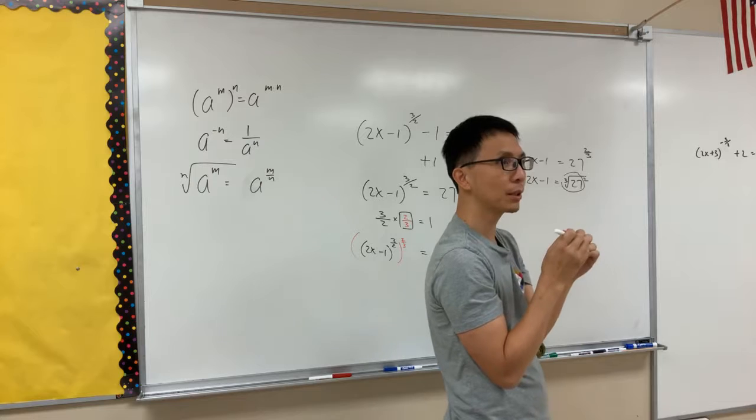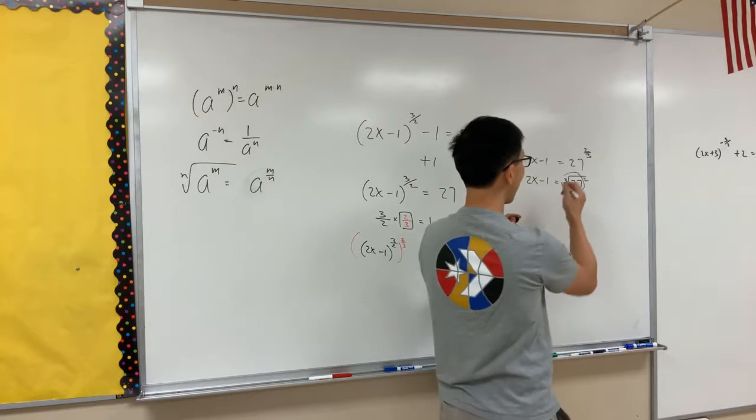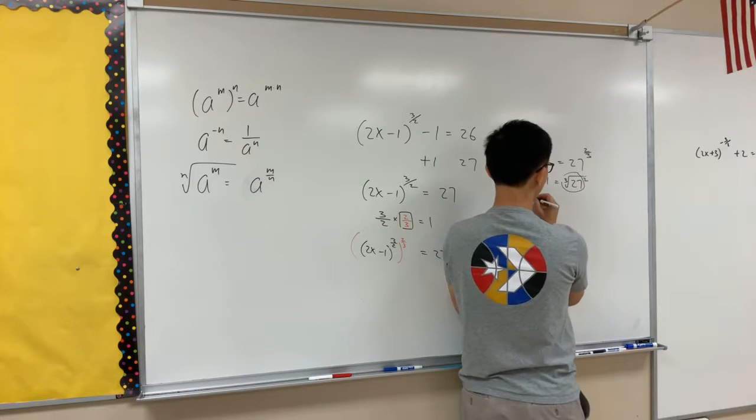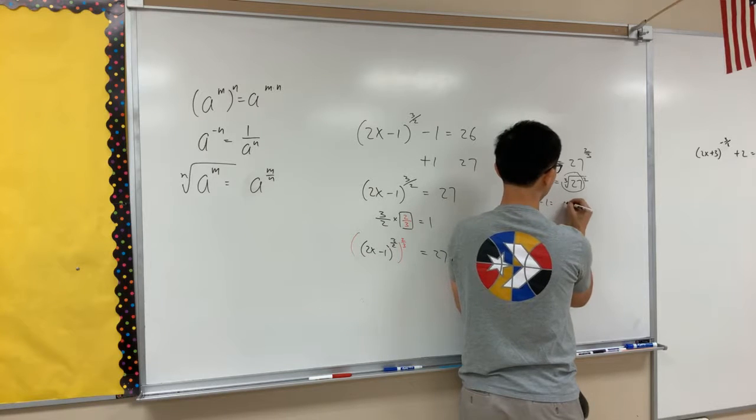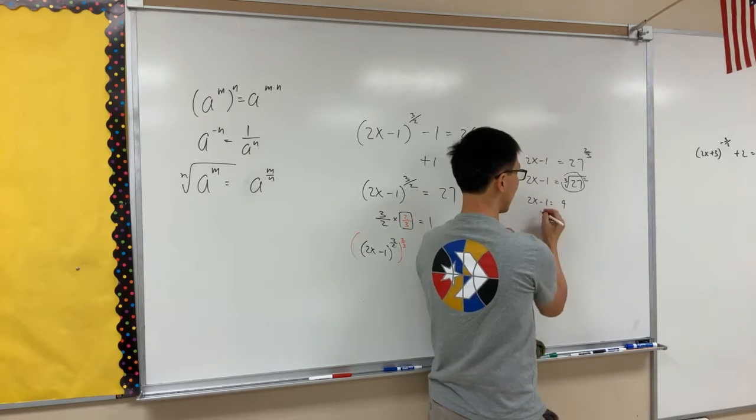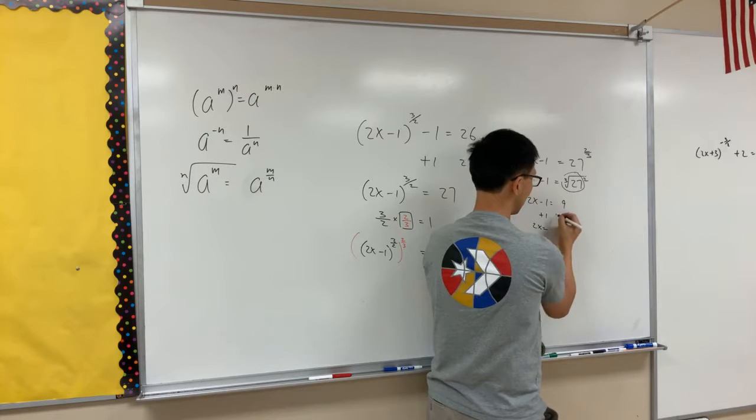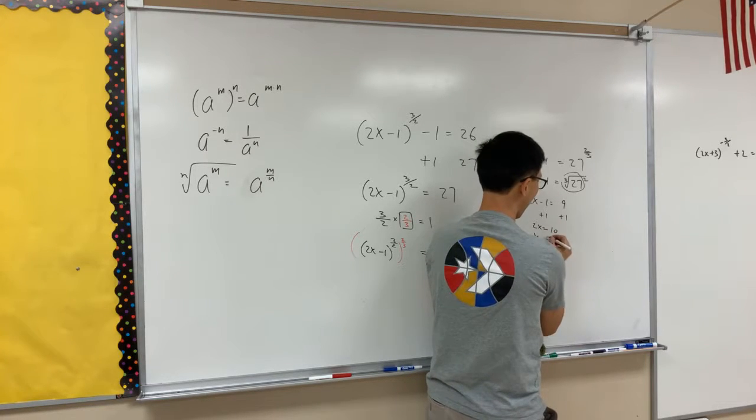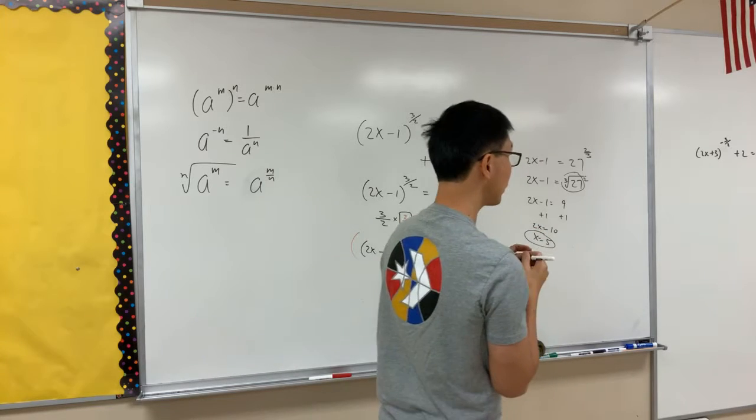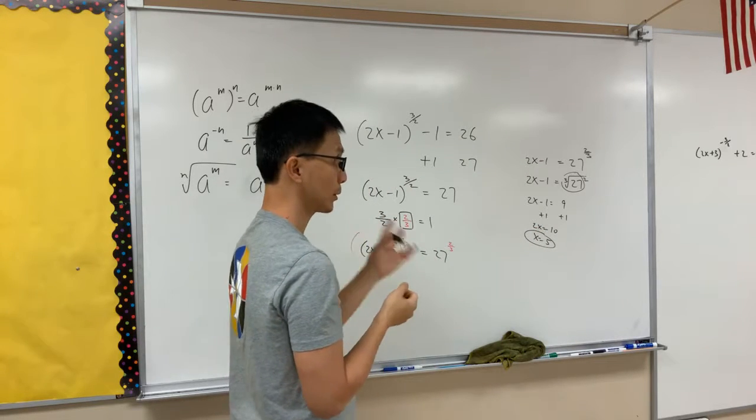What is 3rd root of 27? 3. And then 3 squared is 9. So it'll be 2x minus 1 is equal to 9. I'm adding 1 on both sides, so it's 2x equal to 10. X is equal to 5. Questions?